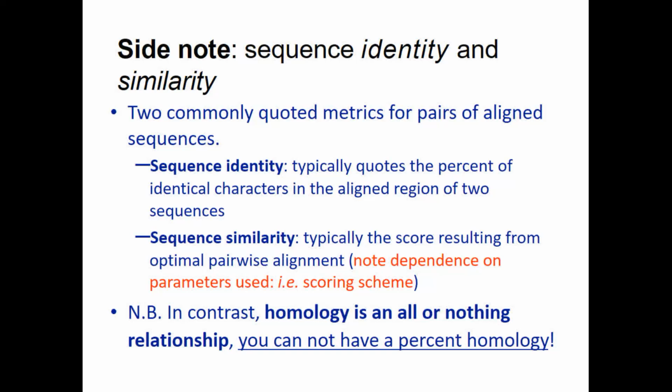And the similarity depends on the parameters or the scoring scheme used. For example, if in my scoring system I define the two-ring purines A and G as 100% similar, and the one-ring pyrimidines C and T as 100% similar, then the sequences may have 100% similarity but only 80% identity. Meanwhile, in contrast, homology is an all-or-nothing relationship. You cannot have a percent homology.